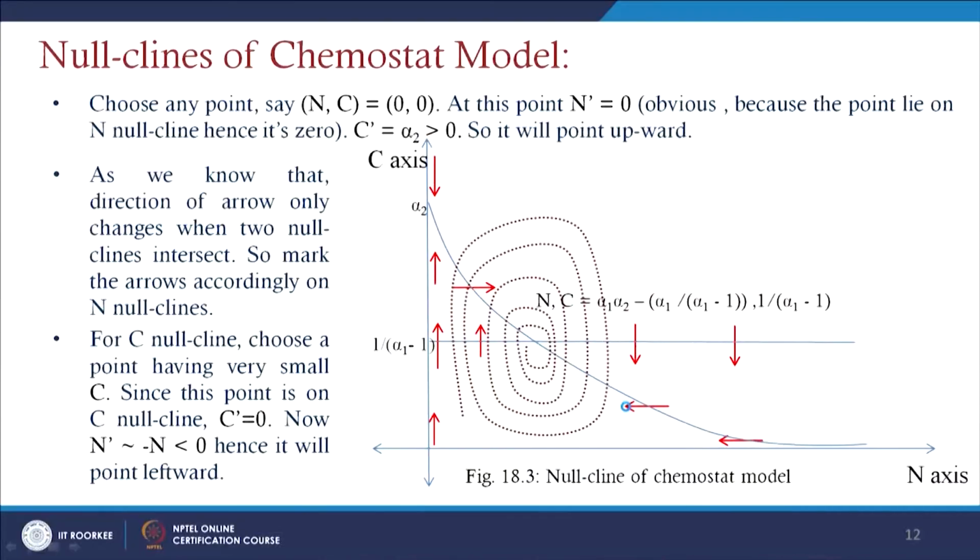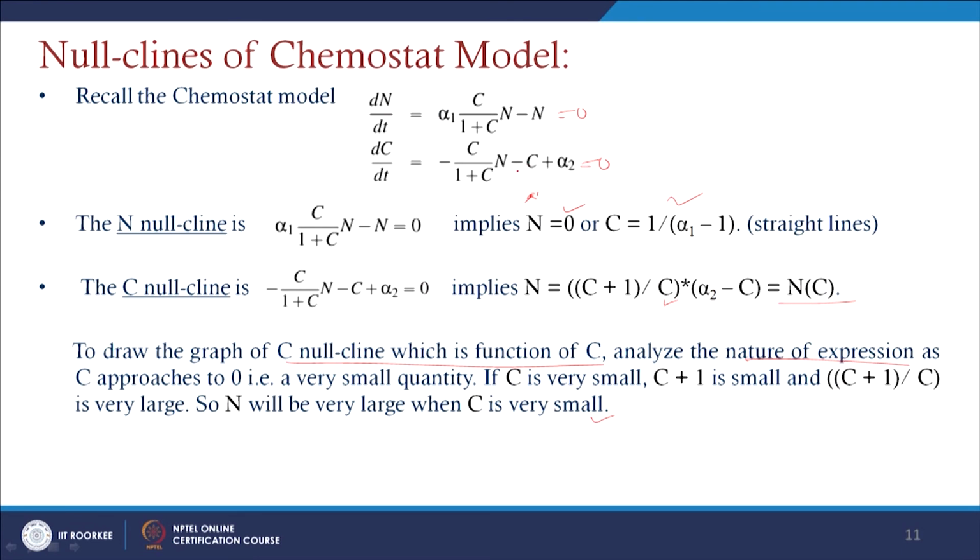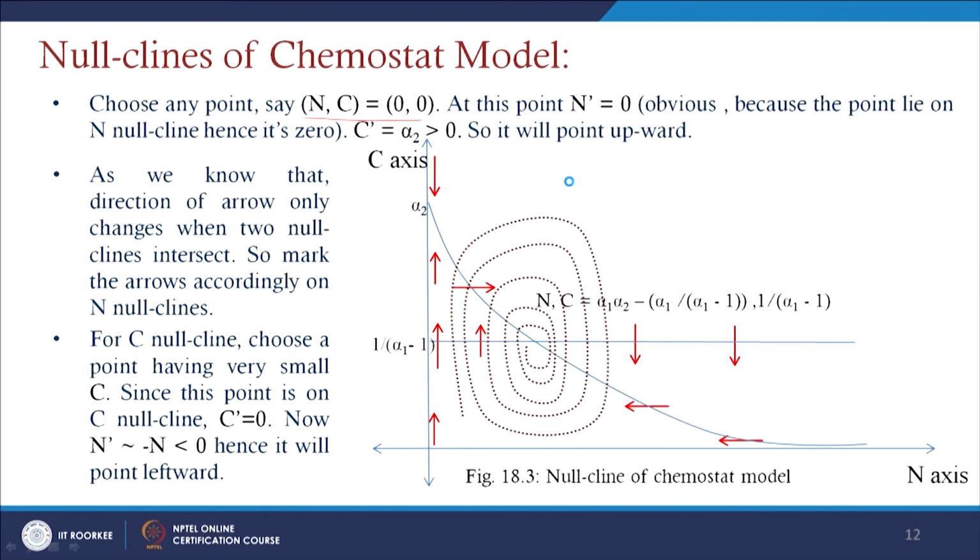So, at N, C as 0, 0, whenever we have resources as 0 and the population as 0, obviously this point lies on the n null line. So, both will be 0. At that point, whenever n equals 0 and c equals 0, the resource is alpha 2 there. So, directly we can say that c dash equals alpha 2, greater than 0. So, it will point upward from this 0, 0 point.